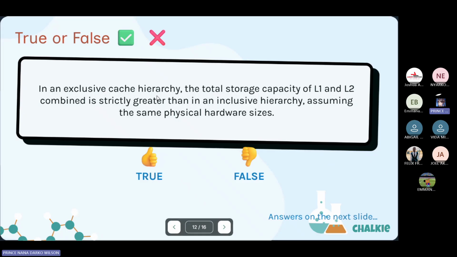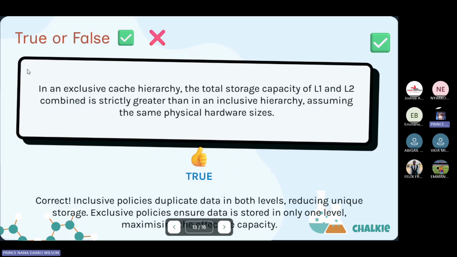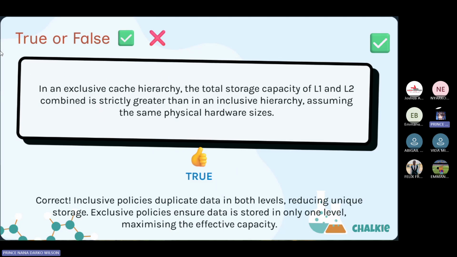Okay, let's see what this entails. It says that in an exclusive cache hierarchy, the total storage capacity of level 1 and level 2 combined is strictly greater than the inclusive hierarchy, assuming the same physical hardware sizes. So it says it's true. Sorry, yes, from our previous few slides, it was true.